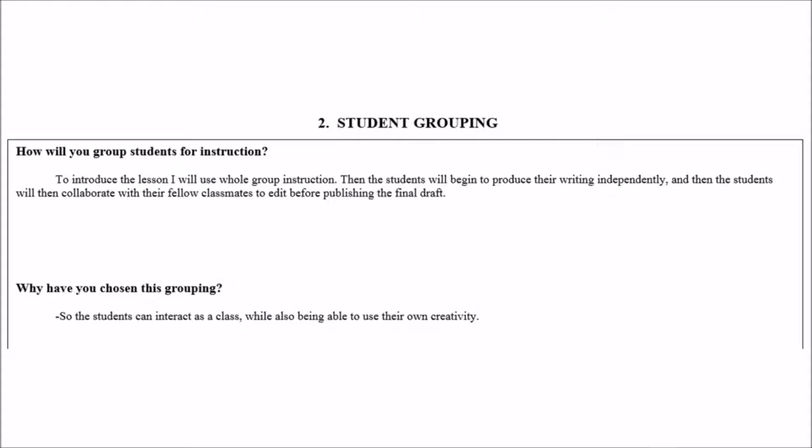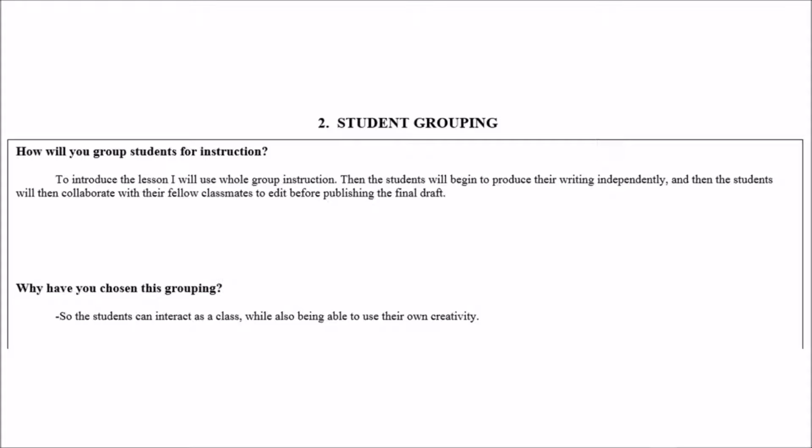Section 2, Student Grouping. How will you group the students for instructions? To introduce the lesson, I will use whole group instruction. During this time, I will basically give them the guidelines and give them the rubric for the grading process of their final writing piece, and kind of explain and give them the rules and guidelines of this lesson.